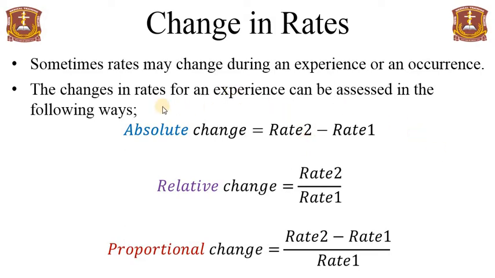And you want to assess this kind of dynamics in the process of investigation or monitoring of your occurrence and experience. Then the following terms become useful and common. We have absolute change, which is actually the new rate minus the old rate. That difference gives you the absolute rate change. Now, relative change is actually the new rate divided by the old rate of the experience. Now, if we talk about proportional change, then we have rate 2 minus rate 1 over rate 1. That is basically the absolute change divided by the old rate.